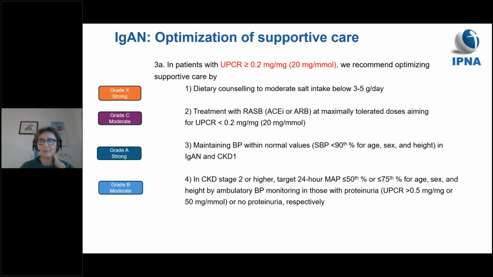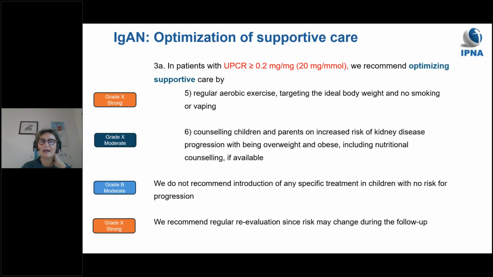It was also recommended to maintain blood pressure within normal values in children with IgAN and CKD stage 1. If the CKD stage was higher, it becomes important to be a little bit more aggressive in our blood pressure control, so to target the 50th percentile or 75th percentile in those that had both CKD stage 2 or higher and proteinuria above 0.5. In patients who have even a minimal amount of proteinuria, in addition to this, regular aerobic exercise, targeting ideal body weight, and no smoking and vaping for adolescents, and also counseling children and parents on increased risk of kidney disease progression in children who are overweight and obese, including nutritional counseling, was considered very important.